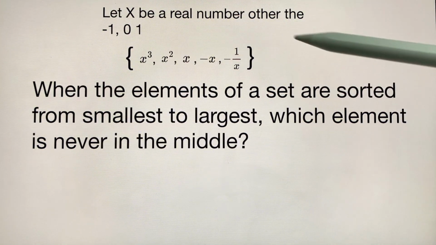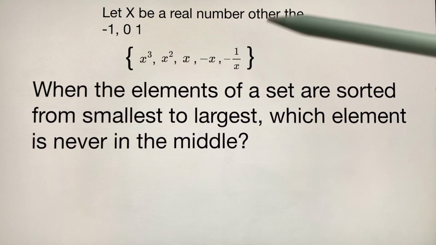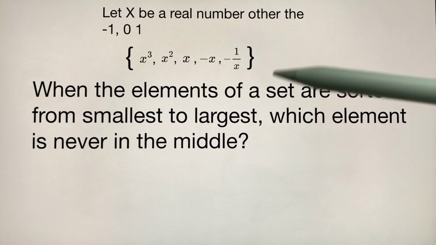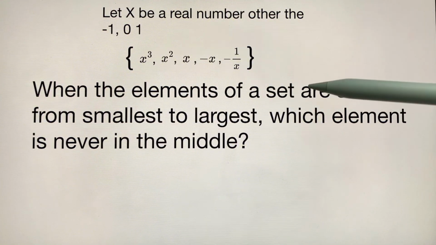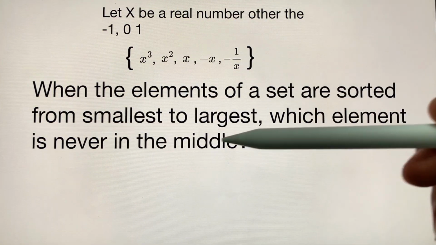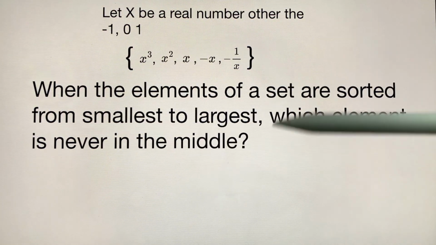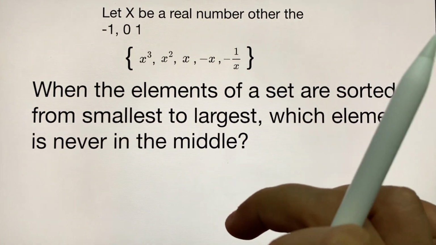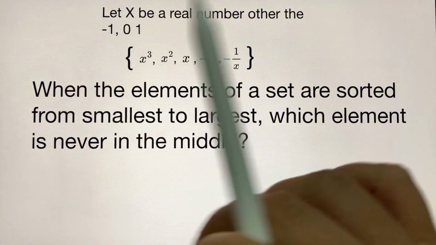Now, what did he tell us in our question? The numbers x, x minus 1, 0, 1: a different real number. The set of elements sorted from small to big. Which element is never exactly in the middle? He told us there is no place in the middle. Now, when I look at the question, he's talking about minus 1, 0, and 1.